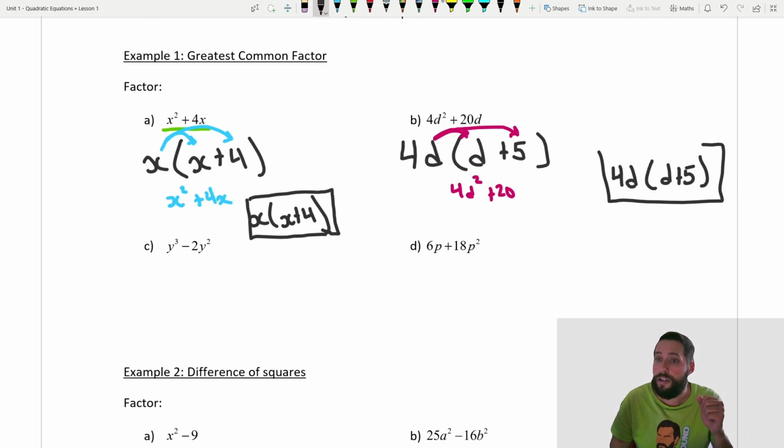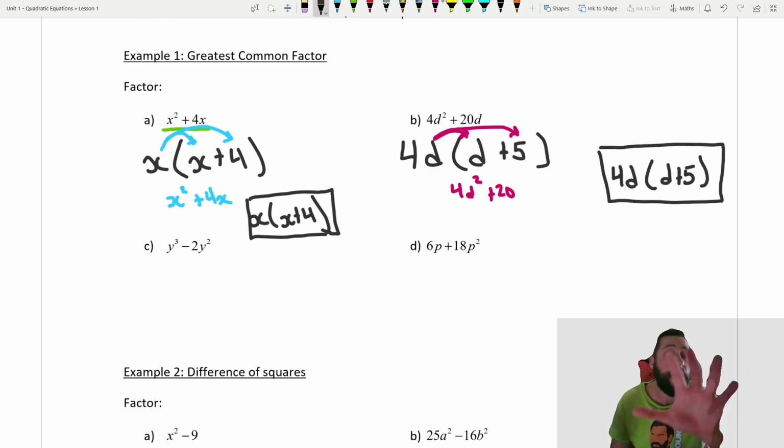Okay? So again, if you want to pause and try the next two, C and D, before I go ahead and do so, please make sure that you pause the video and then try it out, and then you can press play, and then you can finish and see if you got it right.